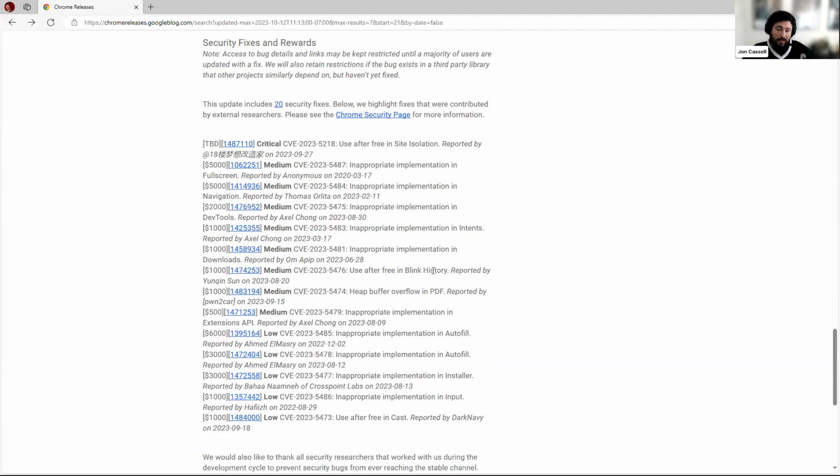I've seen upwards of $100,000. Those are really crazy, but in this case, not that crazy, but still a good payout for these researchers. So good job. Do see a lot of anonymous though.